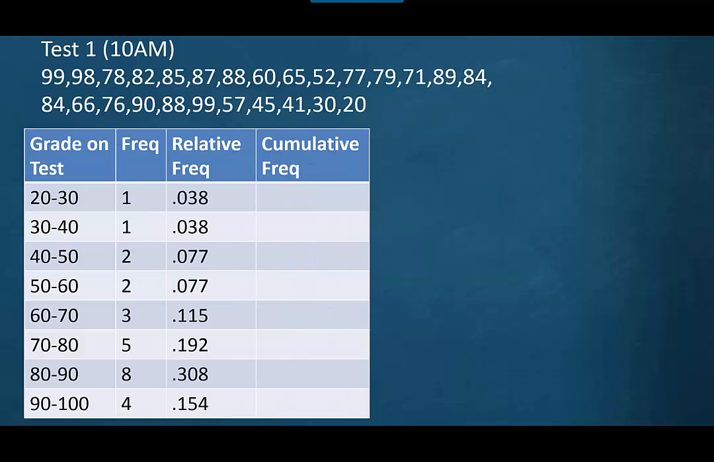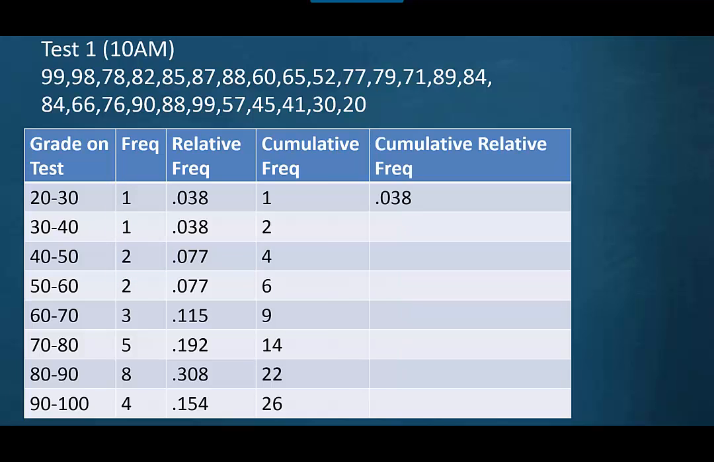So we begin with another column. I'm just going to call this cumulative frequency. The first one's going to be just a 1. Now we're going to add up the 1 and the 1 to get 2. And now we add up the 1 and the 2 and the other 2 to get 4. And so on. Now create another column called cumulative relative frequency.